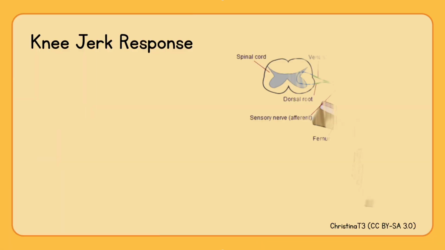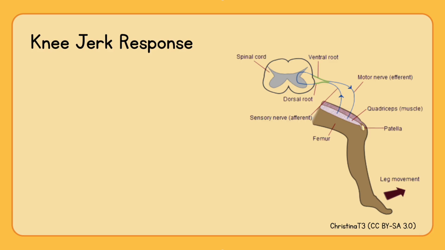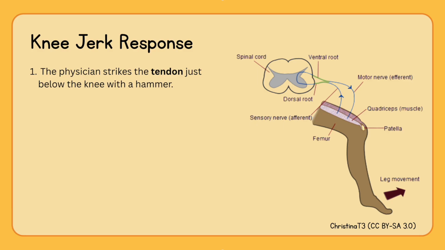So let's look into the knee-jerk response. This is a nice diagram to demonstrate what that looks like from a neuroscience perspective. Step 1 is that the doctor will strike the tendon. Quick review: a tendon is a tissue that connects muscle to bone, not muscle to muscle. Muscle to muscle is ligaments. So tendons connect muscle to bone. And a physician will strike the tendon just below the knee with a hammer.